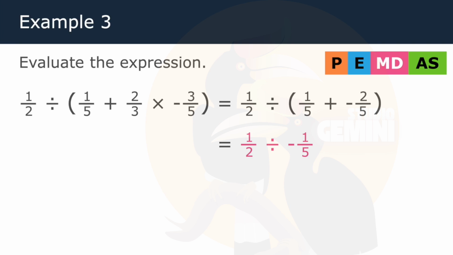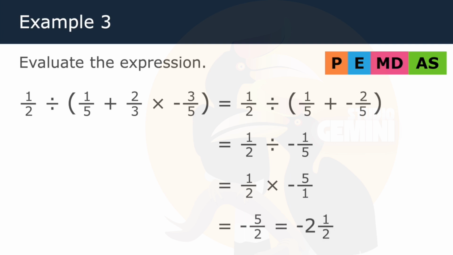Remember, to divide fractions, we need to multiply by the reciprocal. The reciprocal of negative 1/5 is negative 5 over 1. So we can multiply 1/2 times negative 5 over 1. This simplifies to negative 5 over 2. This is an improper fraction though, so let's simplify it. 5 divided by 2 is 2 with a remainder of 1. So negative 5/2 is the same as negative 2.5. So our final answer is negative 2.5.